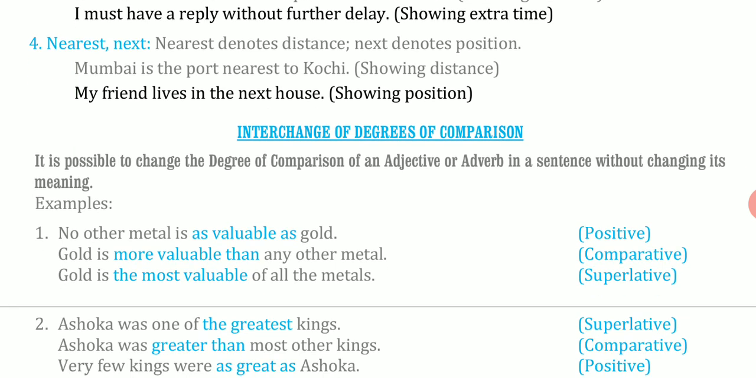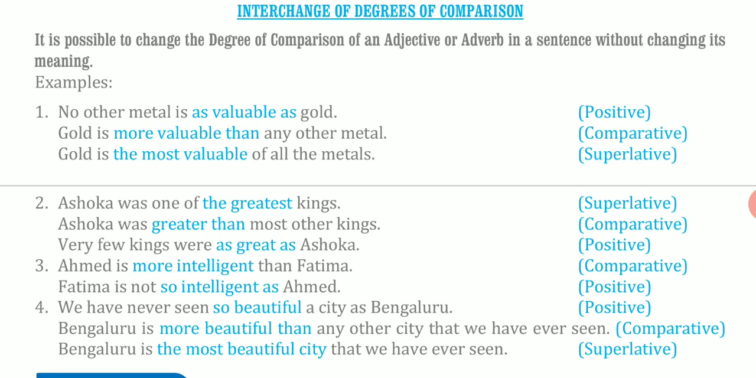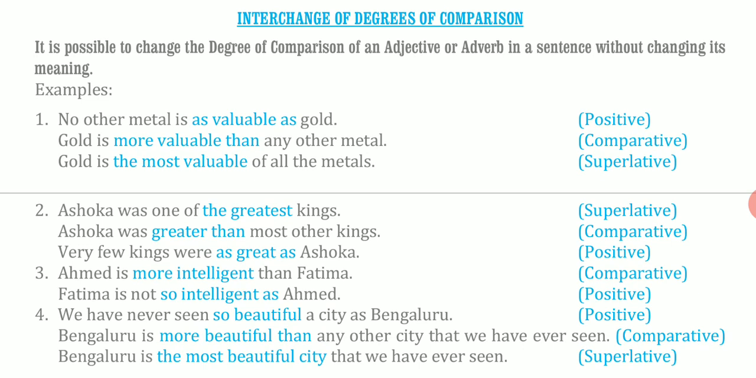Interchange of degrees of comparison. It is possible to change the degree of comparison of an adjective or adverb in a sentence without changing its meaning. For example, no other metal is as valuable as gold. Only after watching the word valuable, we can say this sentence is in positive degree. Now we are to interchange this from positive to comparative. So we'll make it: gold is more valuable than any other metal.